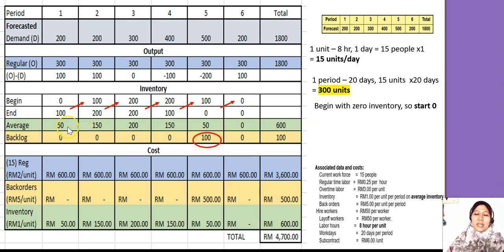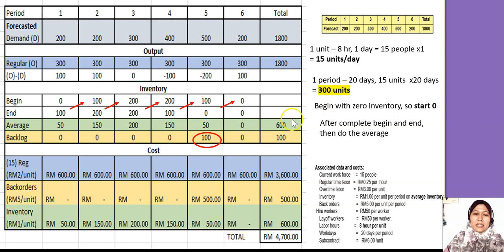Okay, now you want to calculate the average. So how to calculate average? Begin plus end divide by 2. So 0 plus 100 divide by 2, 50. 100 plus 200 divide by 2, have 150. So you have to do all the period. Okay. And then don't forget we have 100 here. So you add all the rows for average inventory and backlog. You sum up all the rows, you have 100. Okay, now we begin to calculate the cost. So it's very important to have this part correct. If not, you punya cost akan lari.